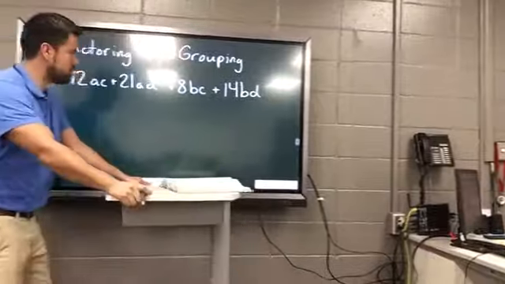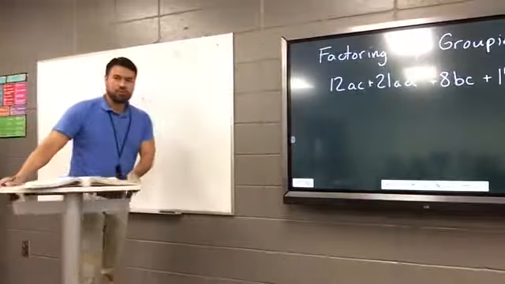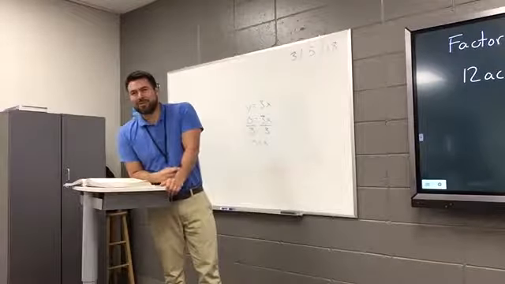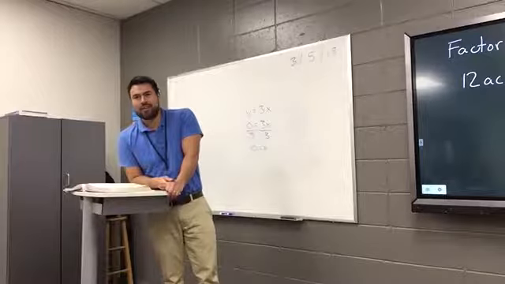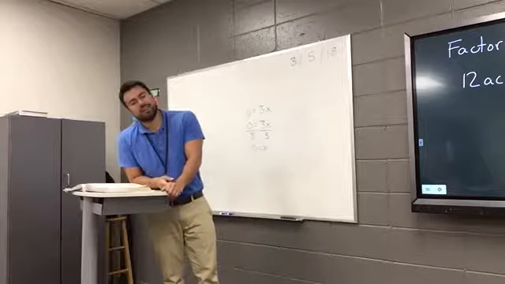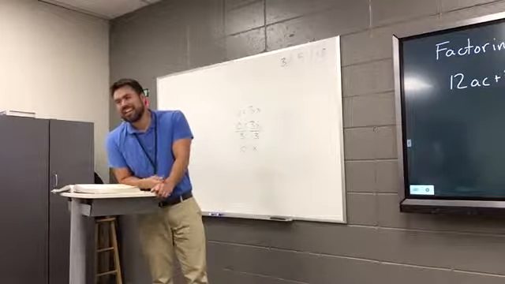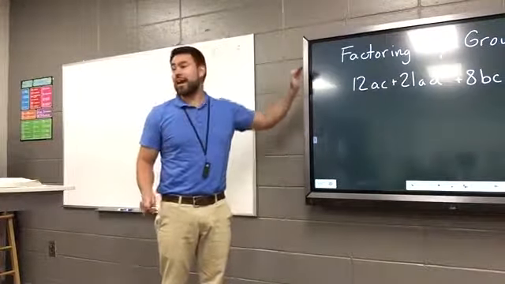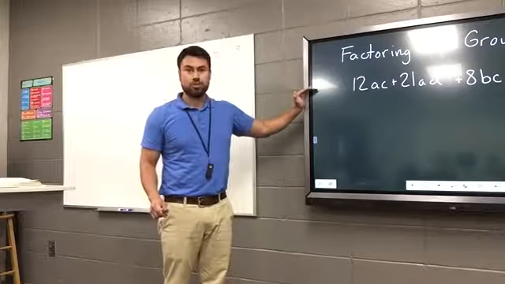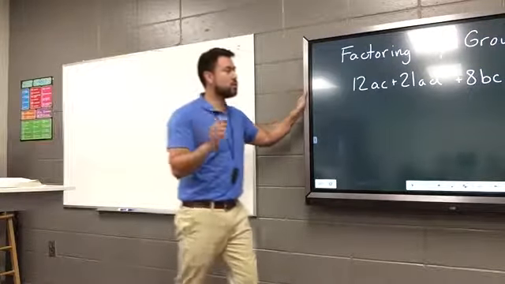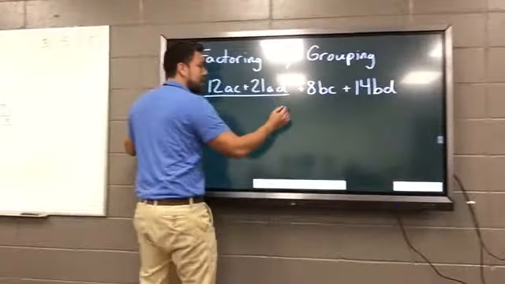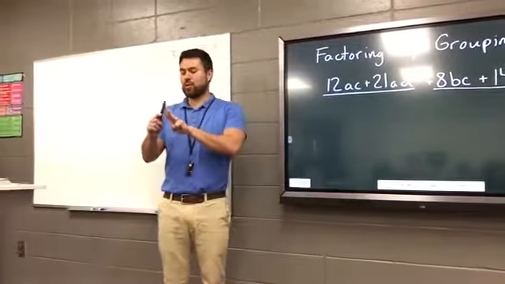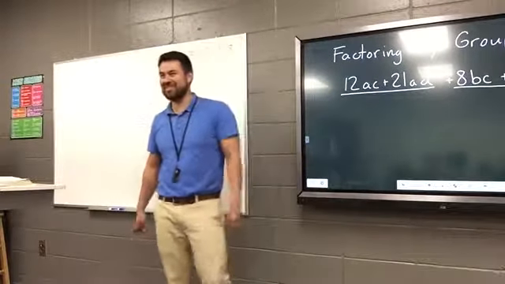Okay, 4 terms. What's the GCF of those 4 terms? What's the GCF? 1. Can you factor that anymore? Not yet. This is called factoring by grouping. When you have 4 terms, you can group them together. I want you to group these 2 together and these 2 together. And we're going to factor not once, not twice, but 3 times.